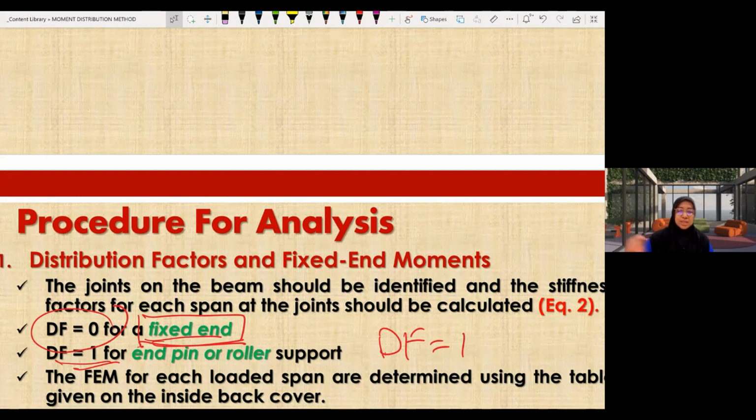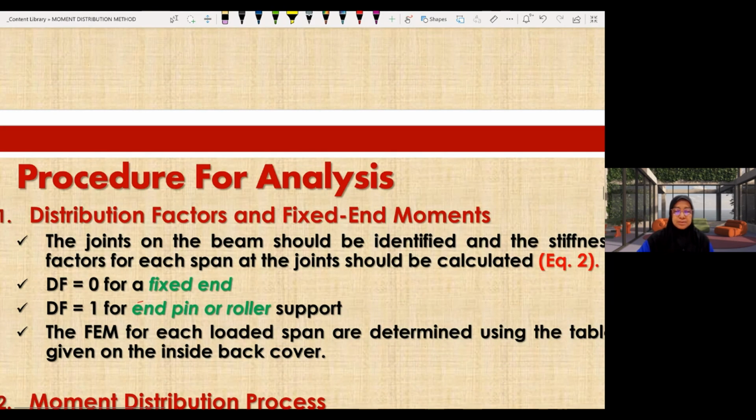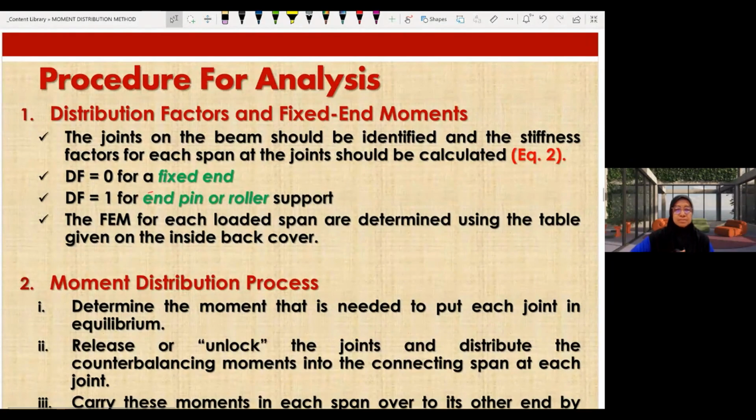So look at the procedure first. Okay, these are the things that I have actually explained to you just now about the distribution factor: 0 and 1, 0 for end fixed, 1 for end pin and roller. Okay, we will calculate the FEM as the first member end moment in the table.